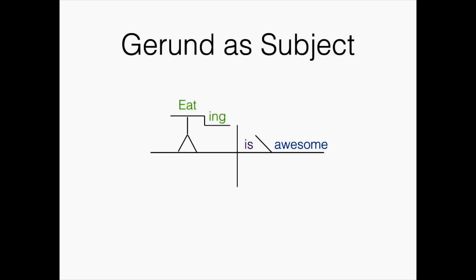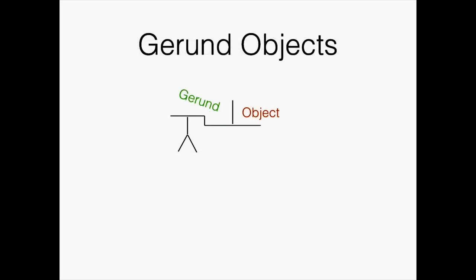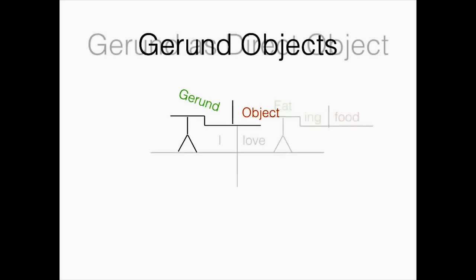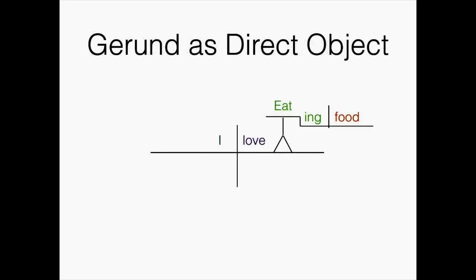Alright, so let's talk about gerunds that also have objects. Just like with a noun, a gerund's object goes behind the gerund on a short vertical line. So in the sentence, I love eating food, we have our subject I, we have a verb love, the gerund direct object eating, and the object of that gerund food. No matter what the gerund is doing, it always lives up on that step, even when it's part of another phrase, like a prepositional phrase, for example.